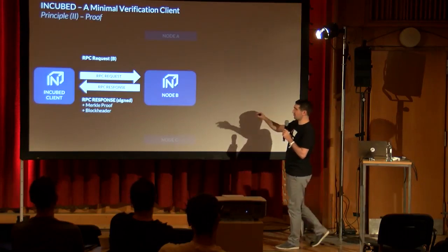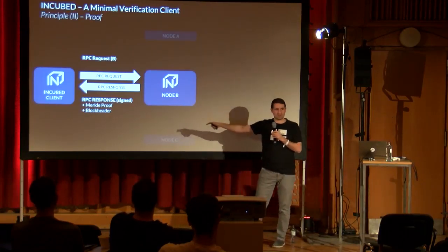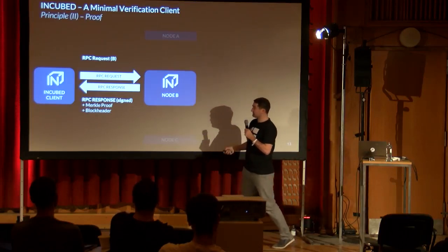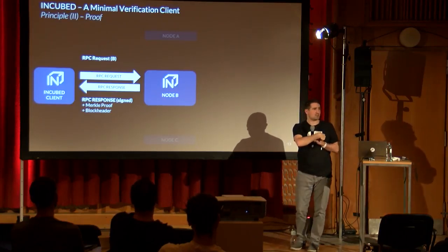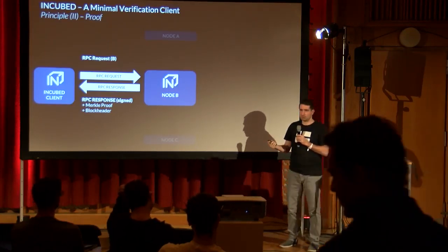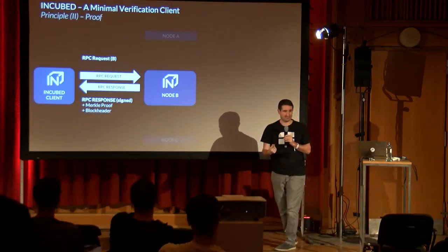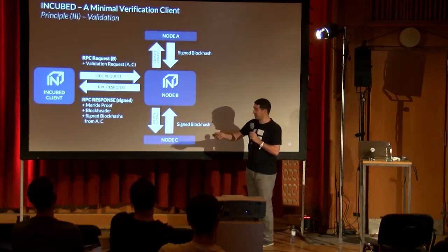So now, how does it work? You have the INCUBED client sending an RPC request to one of those nodes, saying, I need to have some information from this chain. Gets a response, which is a Merkle proof and a block header. That's usually what light clients do. Light clients get Merkle proofs and block headers. But what they need to know is, is the block header correct? That's the question here.